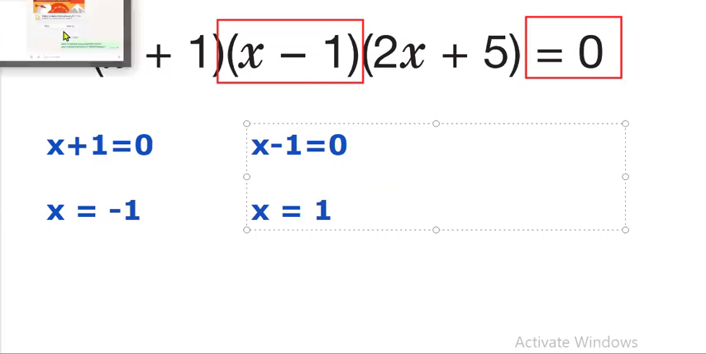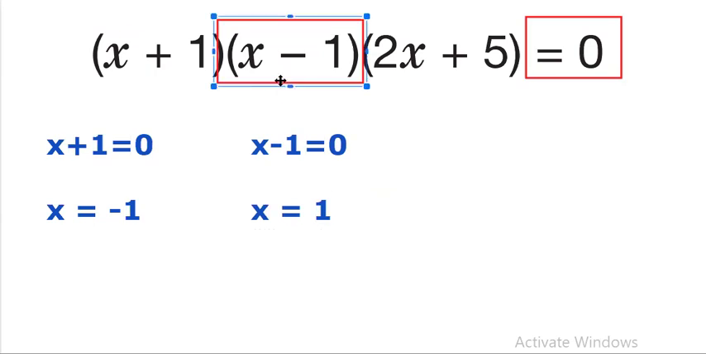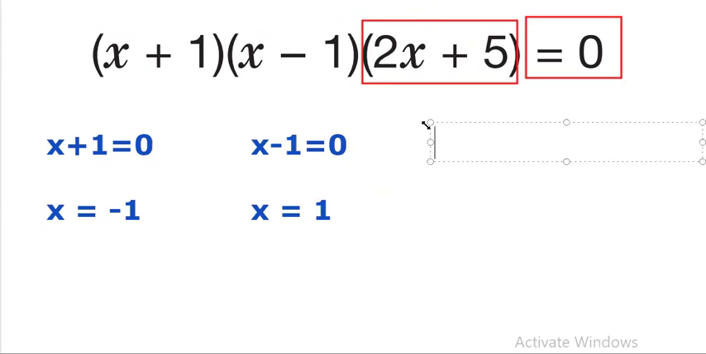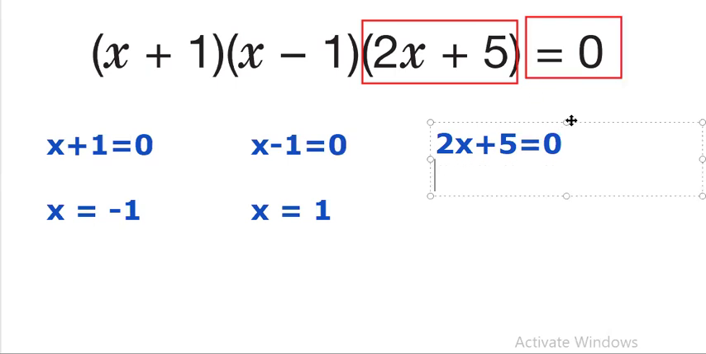And then the last part, or the third part that we're going to solve, is the last one here: 2x plus 5. We make it equal to 0. Same steps, and then we solve it for x. So 2x plus 5 equals 0. First step, we take the 5 to the other side. So 2x will equal -5.